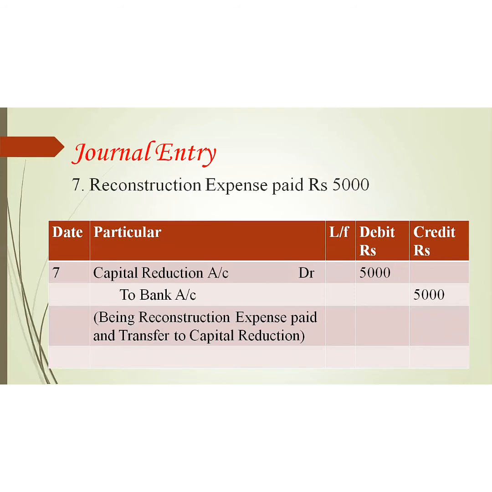Number 7, reconstruction expenses paid rupees 5,000. Expenses are paid, so debit all the expenses and losses, credit all the incomes and gains. So capital reduction account is debited by 5,000 and bank account is credited by 5,000.